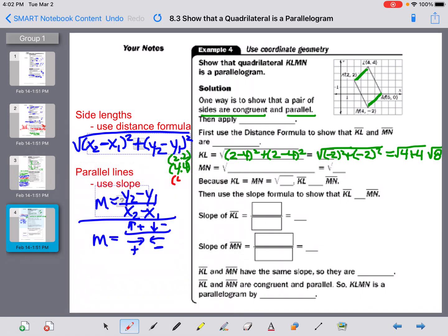M is at 4, negative 2. And N is at 6, 0. Does that seem right? Yeah.